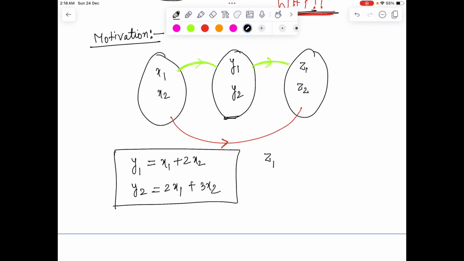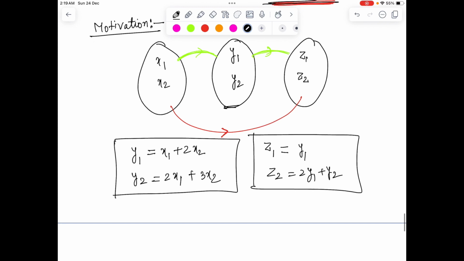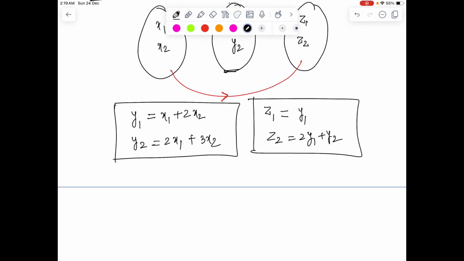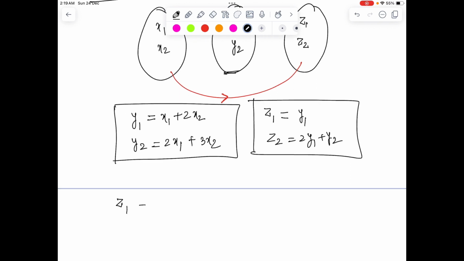Let's say we have another relation. To be specific, let's say we have a linear relation between z and y as well. So let's say z1 equals y1 and z2 equals 2y1 plus y2. You're completely free to put z1 equals 3y1 plus 7y2 or 2024 y2, whatever you want. I'm just taking the simplest example to understand the physics more than the mechanics, right? Okay, so now a very simple question. We know y is related with x and z is related with y. So can we relate z with x?